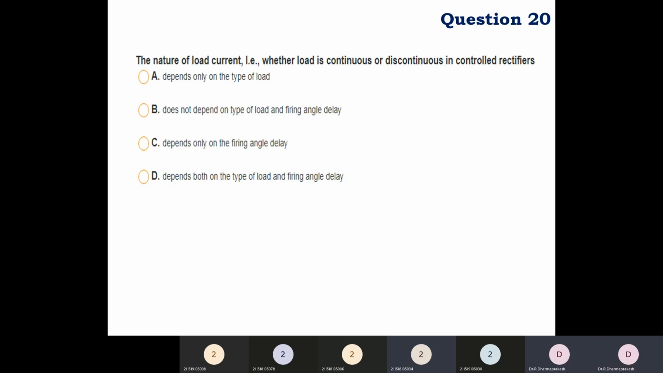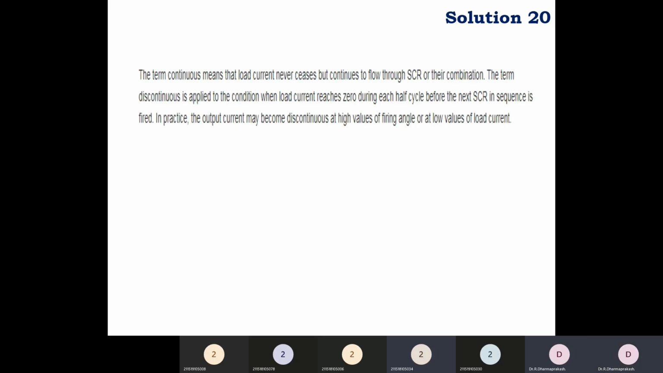The nature of load current, that is whether load current is continuous or discontinuous, in a controlled rectifier depends upon: first, only on the type of load; second, does not depend upon type of load and firing angle delay; third, depends only on the firing angle delay; fourth, depends on both the type of load and the firing angle. Okay, here we have to check both the conditions. The term continuous means that load current never ceases but continues to flow through SCR or their combination. The term discontinuous is applied to the condition when load current reaches zero during each half cycle before the next SCR in sequence is fired. In practice, the output current may become discontinuous at high values of firing angle or at low values of load current.